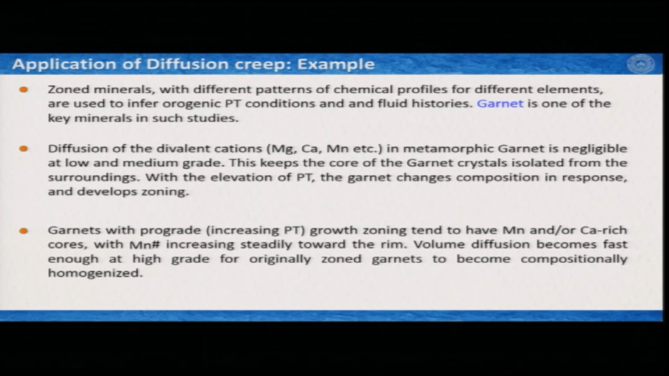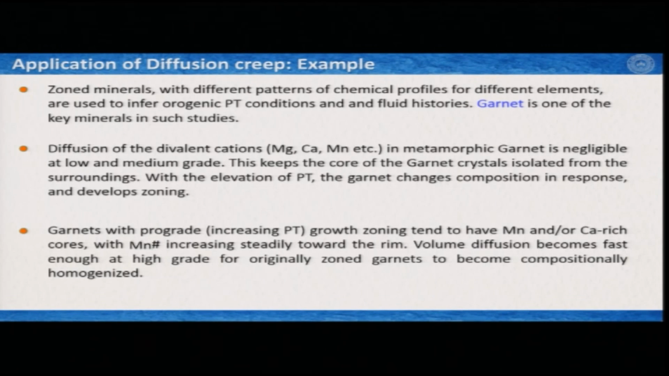So if we think of the application of diffusion creep, there are many, but I will give you one. As I talked about, you can use it for mapping the movement of major or trace elements. The zoned minerals in particular that we see in nature very frequently, with different patterns of chemical profiles for different elements, are sometimes used to infer the orogenic pressure temperature conditions, and most of the time fluid histories. And garnet in particular is one of the candidates for such studies.